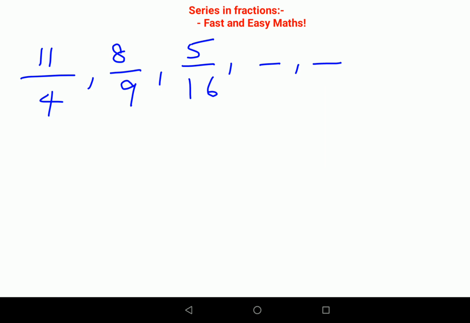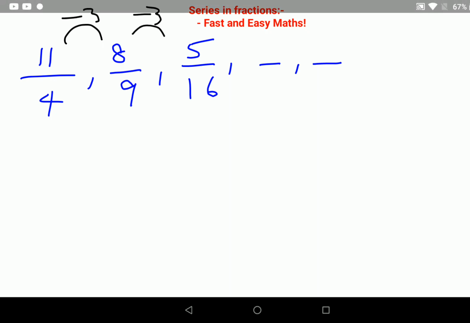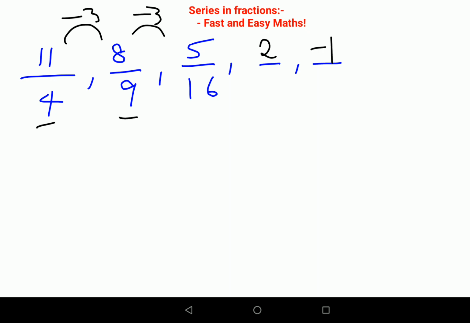So now here if you see, there is a decrease, minus 3, again minus 3. So 5 minus 3 will get you 2. 2 minus 3 will get you minus 1. Now this is interesting because we have 4, 9, 16. If you see this clearly, this is 2 square, this is 3 square, this is 4 square. So here will be 5 square, which will be 25. Next will be 6 square, so that will be 36.